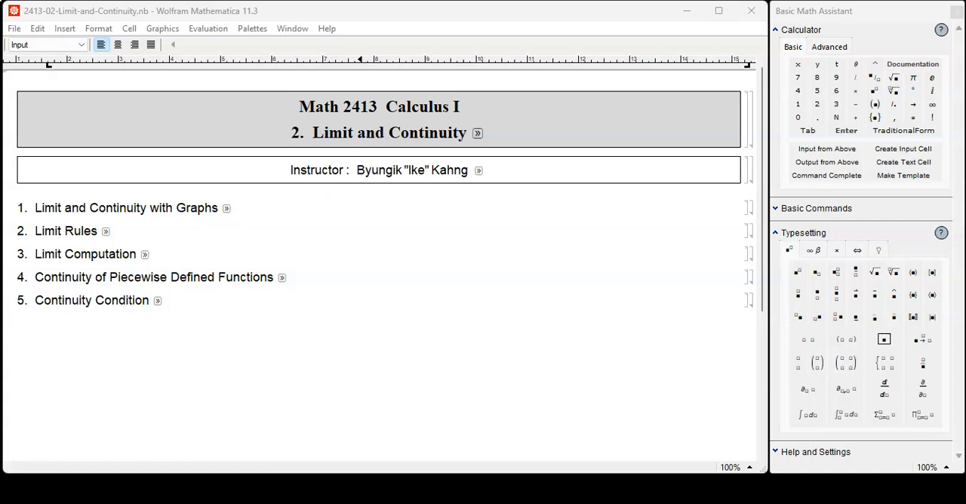Hello students, welcome back. Previously we went through the limit rules, but the limit rules are, what can I say, very important theoretically, but in practice nearly useless.